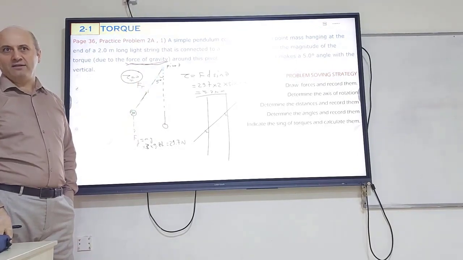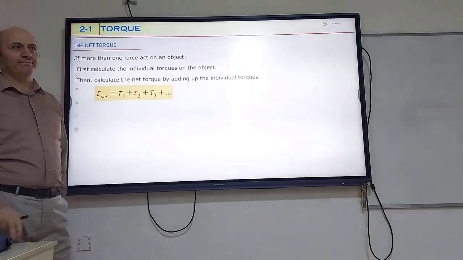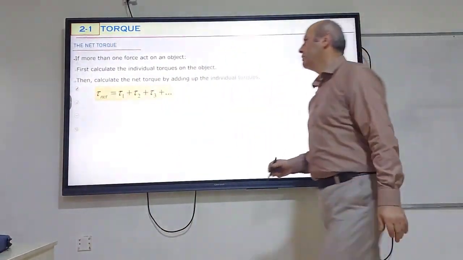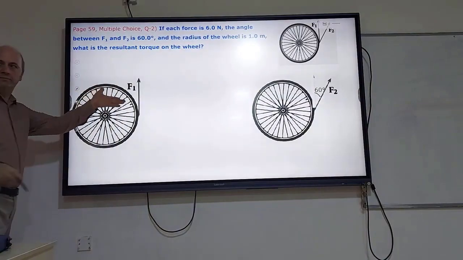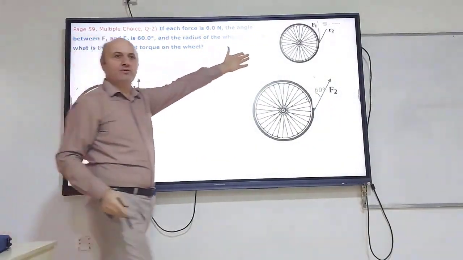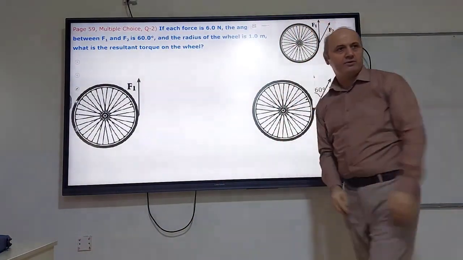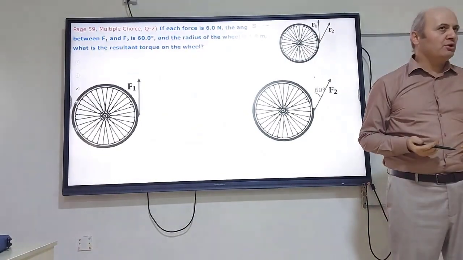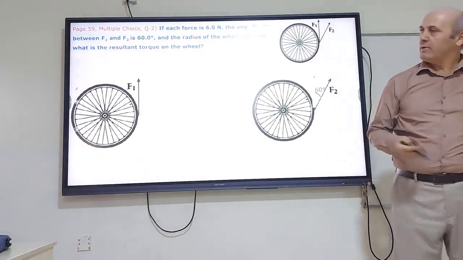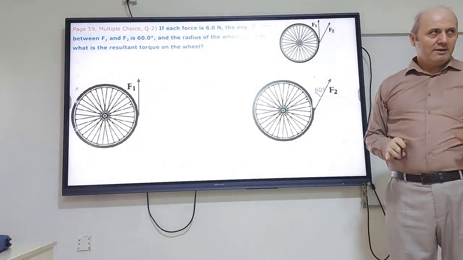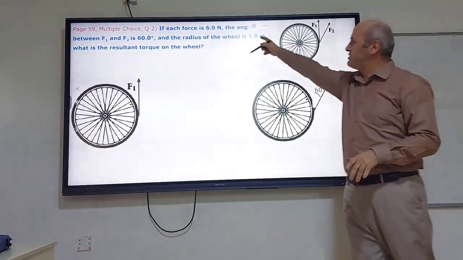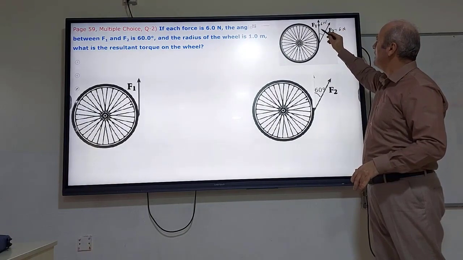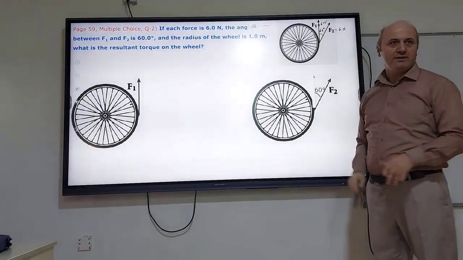What if there is more than one torque? We have to add them to find the net torque. So, a good example. How many forces are there acting on this bicycle wheel? 2 forces. I will calculate the torque of each force, and after that I am going to find the net torque by adding them. But in this question, the only problem is the angle. The question says that each force is 6 Newton. This is 6. This is 6. The angle between them is 60 degrees. Calculate the net torque.